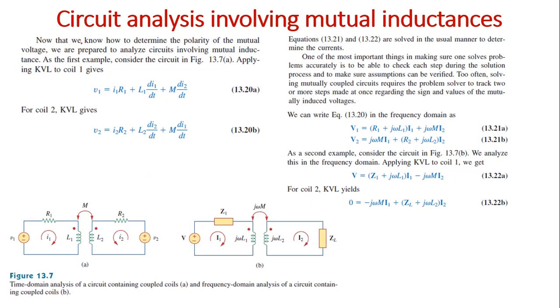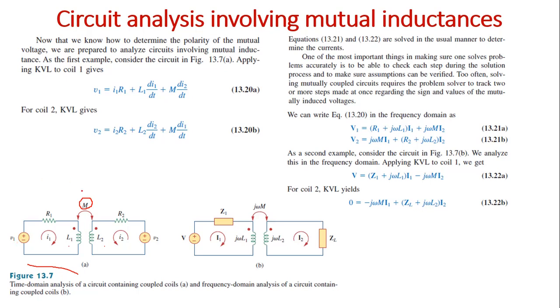Now that we know how to determine the polarity of mutual voltage, we are prepared to analyze circuits involving mutual inductance. So let us consider this circuit first. Here you can see we have two coils L1 and L2 placed in close proximity, so this becomes a mutually coupled circuit. For coil 1 the self-inductance is L1 and for coil 2 it is L2. These are magnetically coupled coils, so we will have a mutual inductance, denoted here as M.